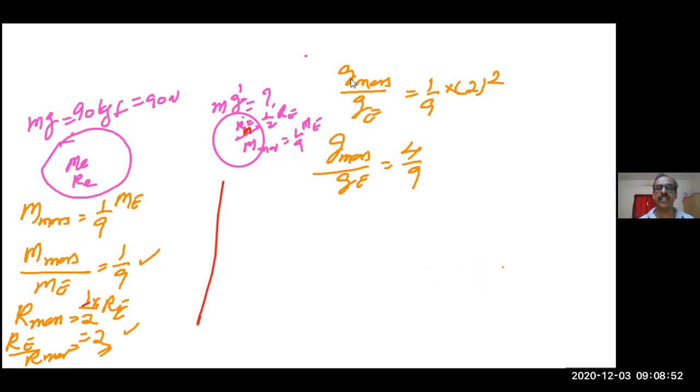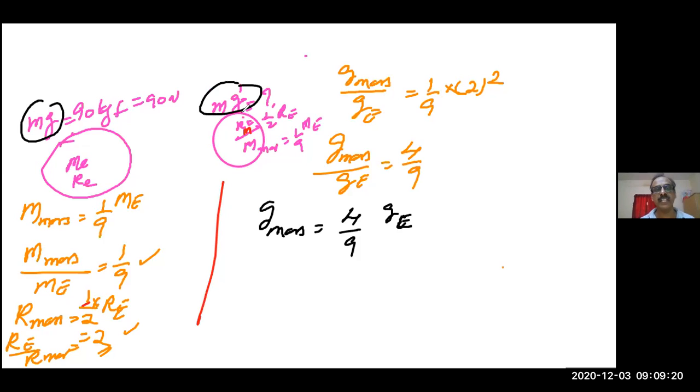Now we can finish it. Look here. G Mars is equal to 4 by 9 of GE. G Mars is 4 by 9 of GE. Agreed? Yes, sir. Now we need weight, right? mg Mars. So mg of Mars will give weight, 4 by 9 of mgE. Both sides are multiplied by m, otherwise the equation will change.